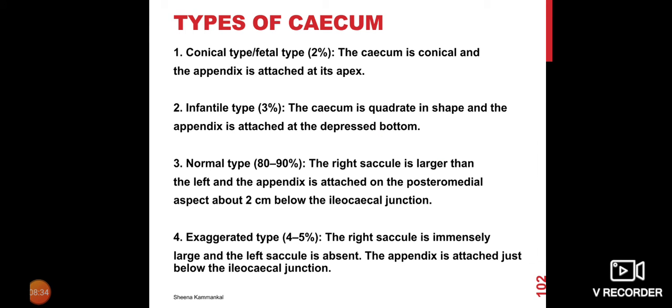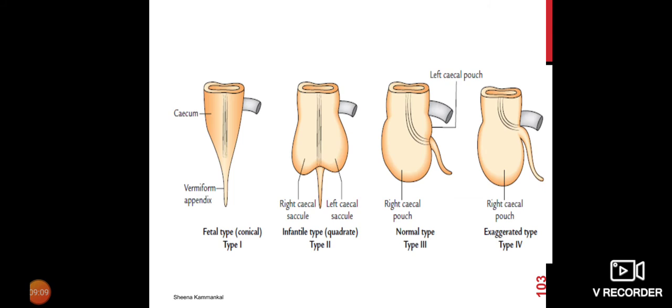We will see the different types of cecum. The types of cecum depend upon the position of the appendix attached to it. The appendix can be present at different areas or positions of the cecum. So depending upon the position of the appendix attached to the cecum, we can divide the cecum into different types. First one is the conical type, present in 2% of people. They are fetal type, and the cecum is conical and the appendix is attached to its apex.